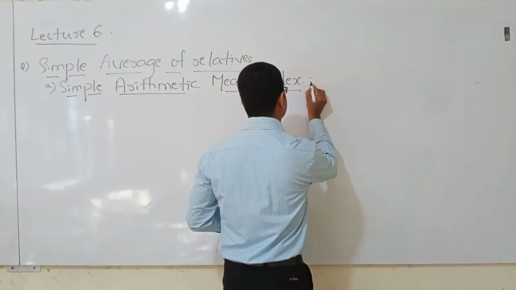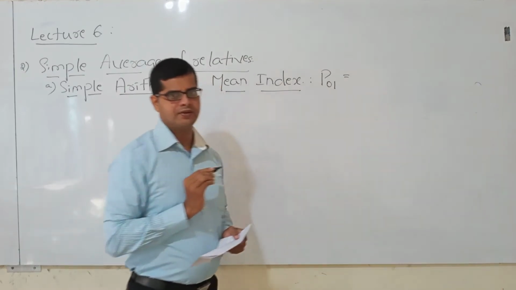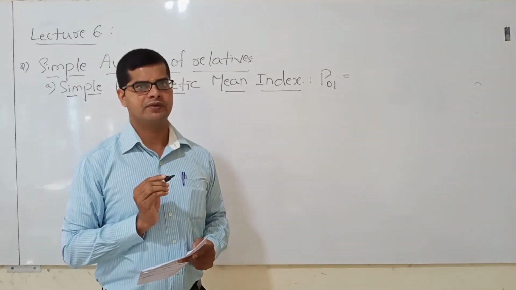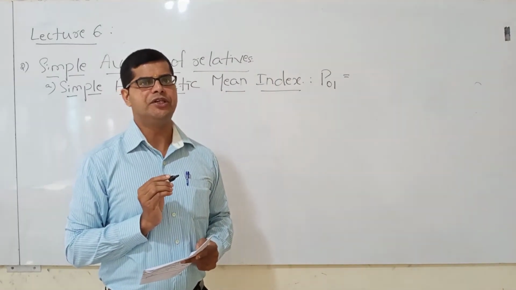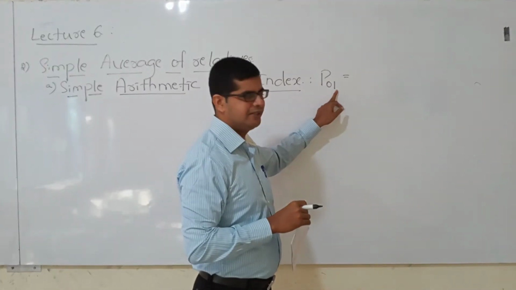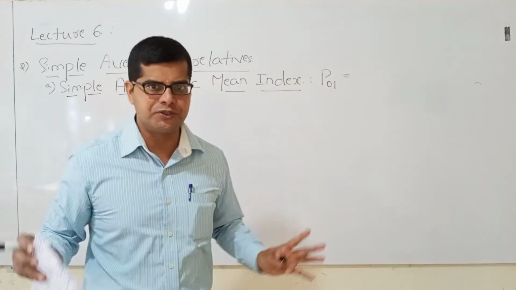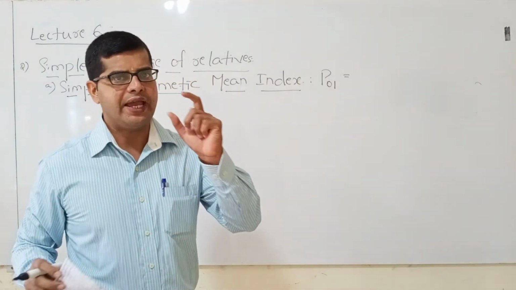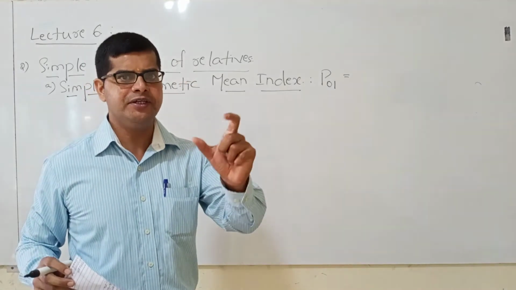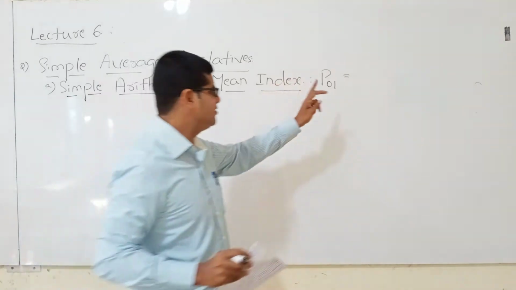I write here only. P01 is equal to. So what is P01? The relative change in the price of the commodity, that is of the current year, taking the base year as the base. Everywhere we are finding percentage change in the price of the commodities, taking current year as well as the base year.